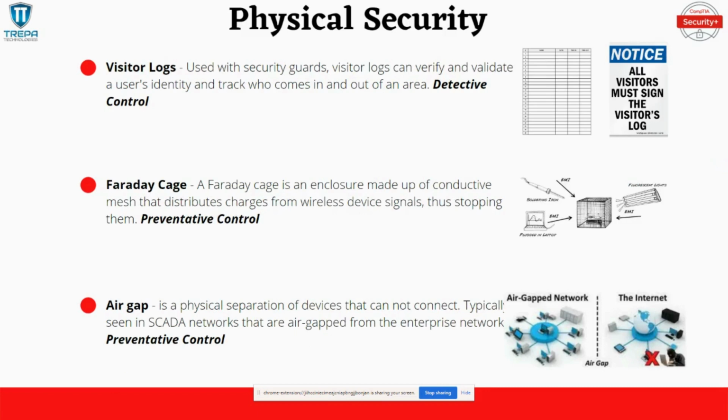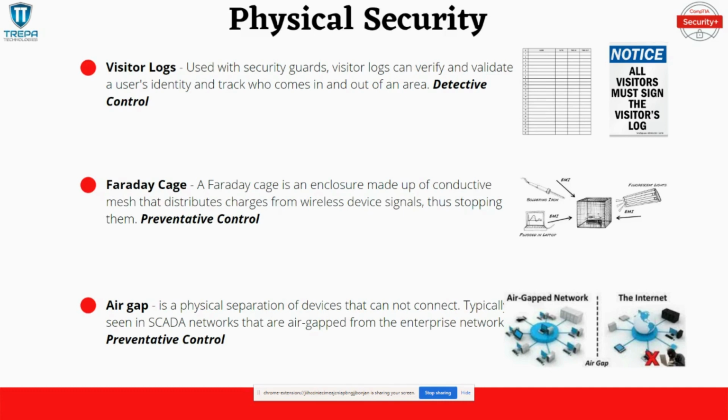And going over a few more physical security controls, visitor logs. So visitor logs are typically used as security guards or when you're escorting personnel into a secure area. Visitor logs are a good way to track who comes in and out of an area, and they are considered a detective control. A Faraday cage is a purpose-built enclosure to stop RF or wireless signals from leaving or reaching a wireless device. This is considered preventative control because it completely stops any signal from leaving or getting to a device.